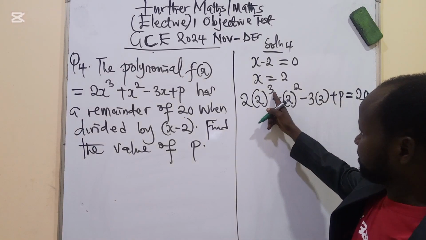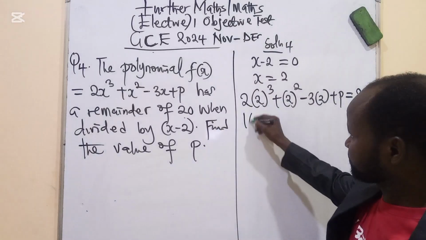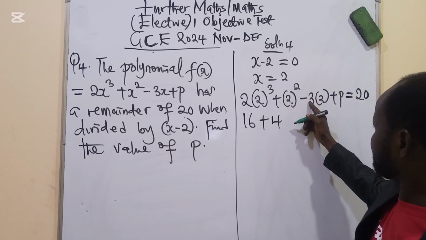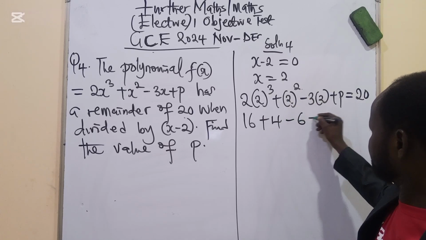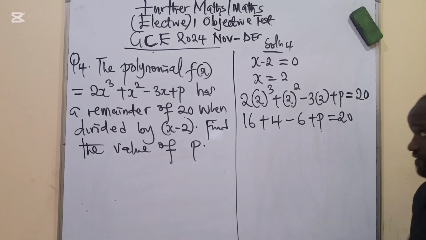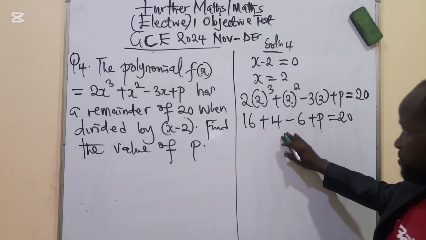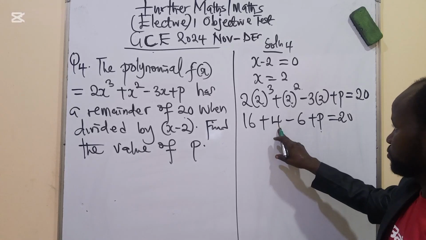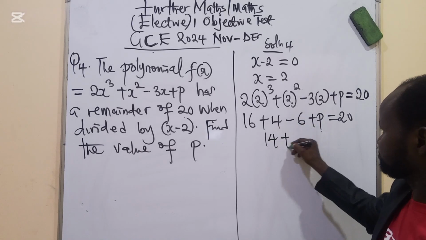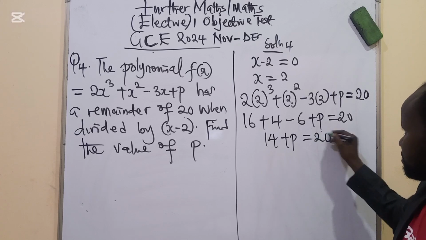2 power 3 is 8. 8 times 2, 16. Plus 2 squared is 4. Minus 3 times 2, minus 6, plus p will be equals to 20. We're looking for the value of p. Let's add before we collect this. 16 plus 4, 20. 20 minus 6, that's 14. We have 14 plus p must be equals to 20.